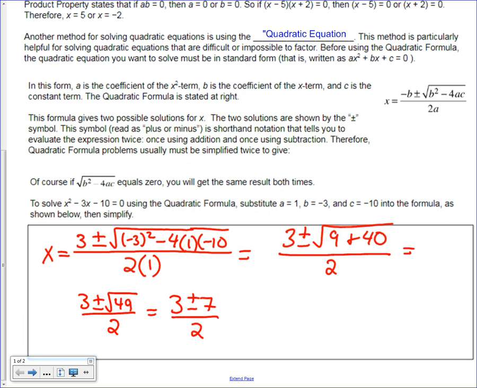So here's where we do it two different ways. Now we're going to do 3 plus 7 divided by 2, which is 10 divided by 2, or 5. Or we're going to do 3 minus 7 divided by 2, which is negative 4 divided by 2, which is negative 2. So x equals 5 or negative 2.